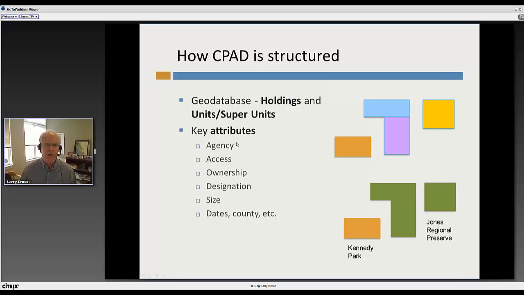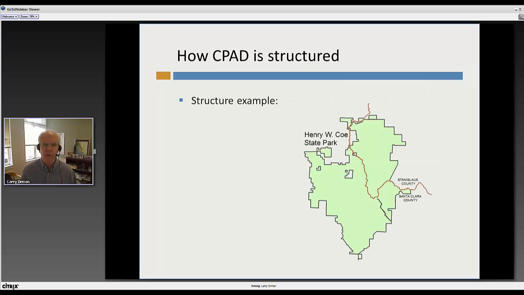CPAD has a bunch of attributes. It's not deep on attributes, but the designation, what the park is used for, or the open space, who owns it, what its access is: is it open, closed, or restricted? All of those things are in there and are very, very useful for a lot of things.